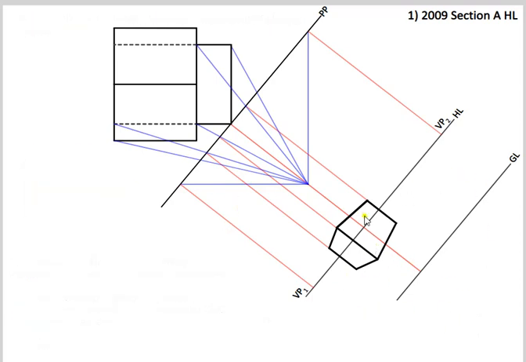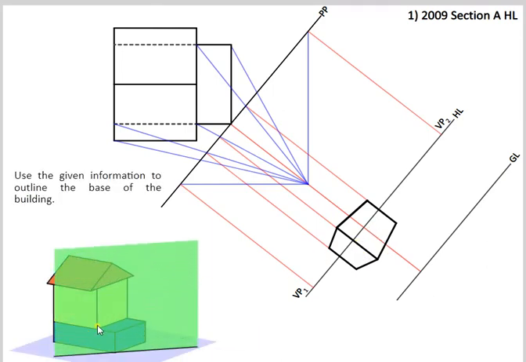So basically what we have here is we're looking at this block here. We want to now construct the blue section. So the blue section here, shown in 3D, is basically what we're looking at here. So basically we've took this point here, which is touching the picture plane, so that means it's on the ground line.